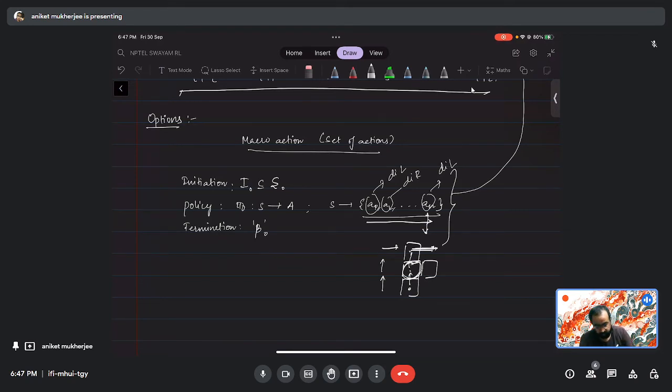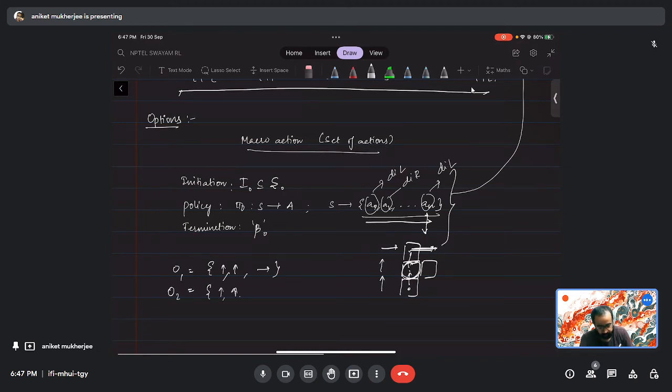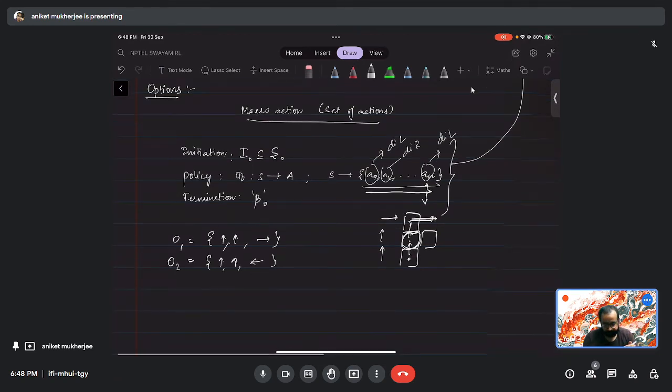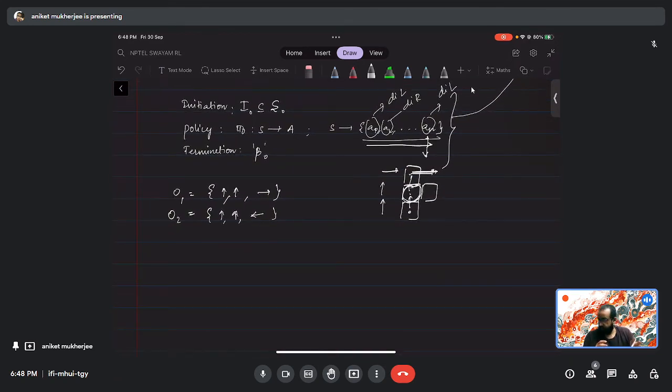So now the horse has 2 options. Option 1 is go up, go right. And option 2 is go up, go left. So now you have a set of actions together, which you can form as an option, and then that could be a semi-Markov process. Okay. So we are done. So now there are 2 types of options. One is a Markov option, and one is an SMDP.